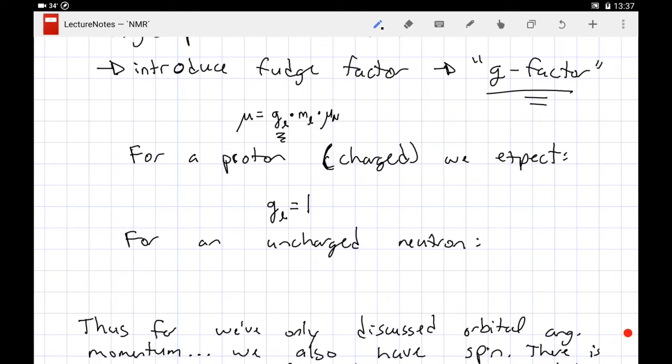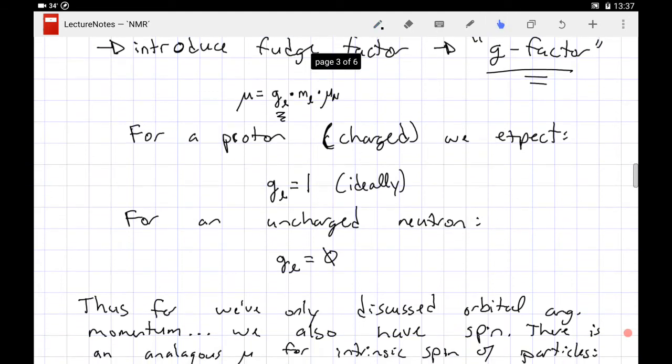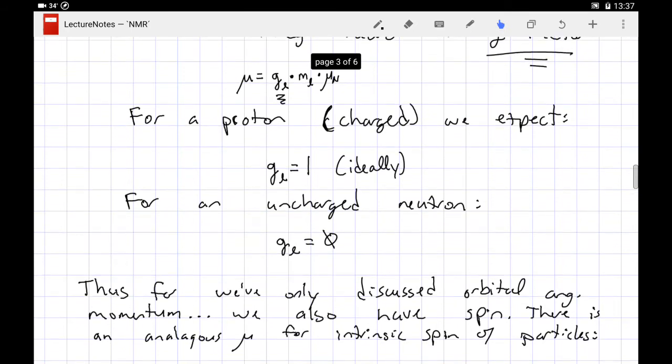Because for that perfect particle, it has the charge of e, right? So it's a charged particle in a circular orbit. So that's ideally. Now for an uncharged neutron, we expect the G factor to be 0 because that neutron is not charged. So as it orbits around in a circle, no current would be generated. Okay, fine. So that's ideally.